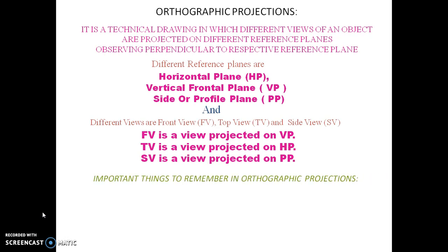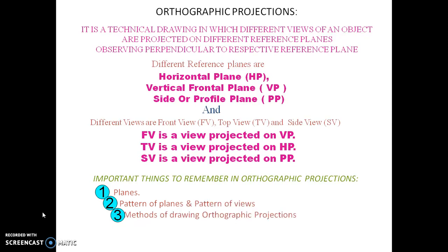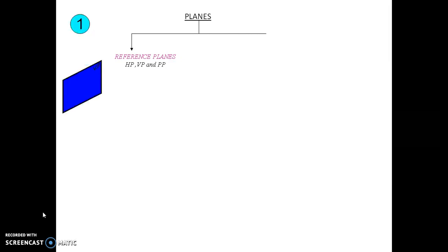There are three important things to remember in orthographic projections. The first one is planes. The second is the pattern of planes and pattern of views. The third one is the method of drawing orthographic projections. The first one, planes. We have three reference planes, VP, HP and PP. You can see VP, HP and PP.